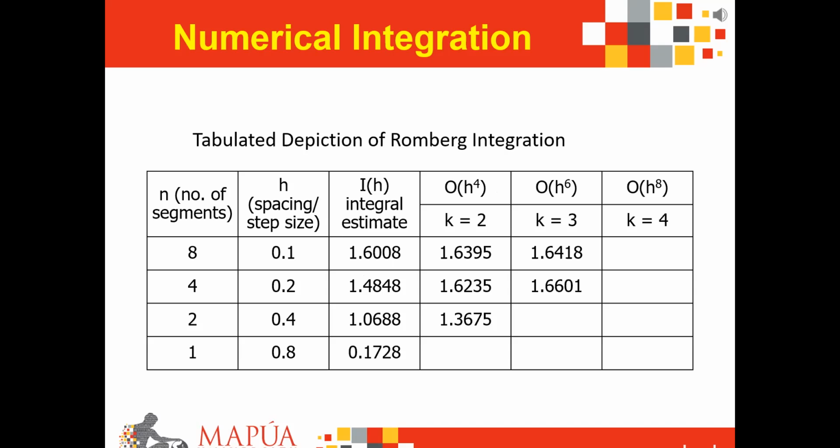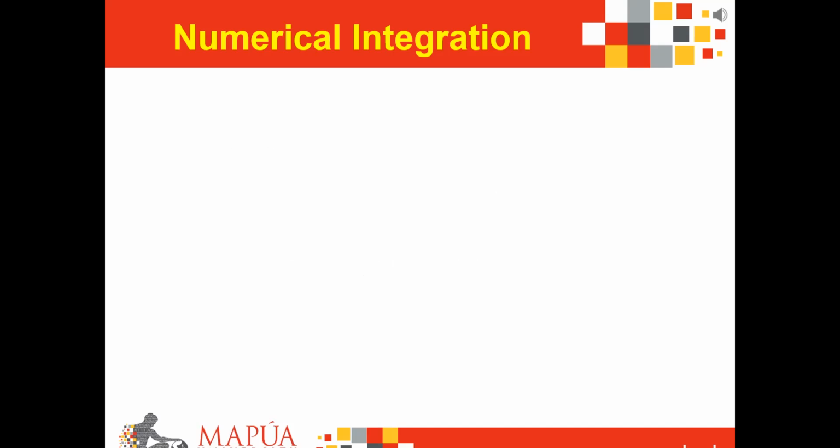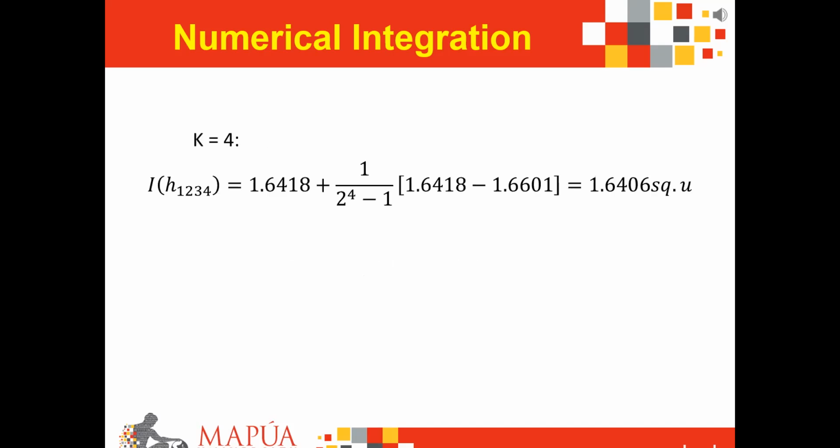Okay. And finally, using k equal to 4, the extrapolation order k equal to 4 will then try to improve these integral estimates. Again, 1.6418 is the more accurate integral estimate as compared to 1.6601, which is the less accurate integral estimate. Solving now for the integral estimate at k equal to 4, you'd end up with this solution, which is now 2 raised to 4, which is basically 16, minus 1. So it's like 1 over 15 only. Okay? So ending up with an improved integral estimate of 1.6406.